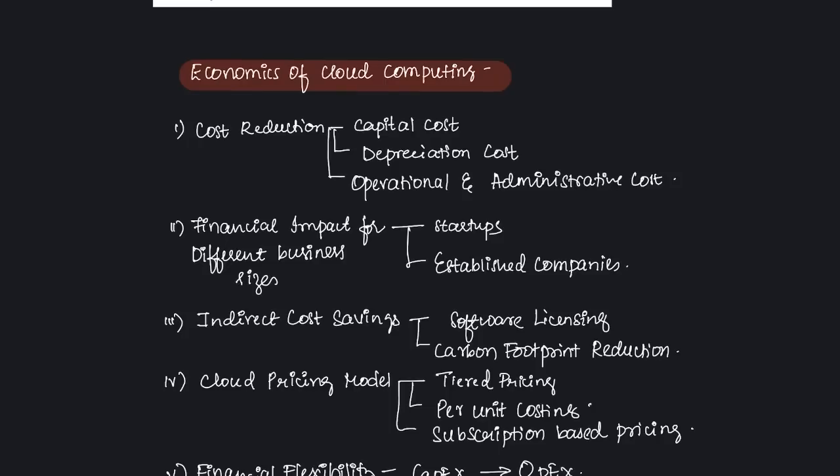So after a certain time, they need to buy a new processor, new system, and all of that. But when you're talking about cloud computing, all that is not necessary. So you are saving the depreciation cost here. It is eliminated because infrastructure is not needed here itself.